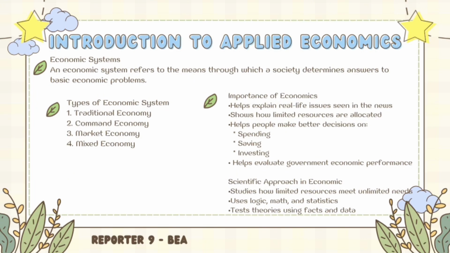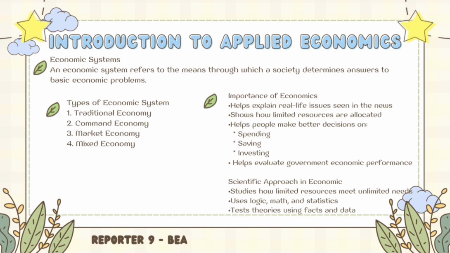First, traditional economy. A traditional economy is an economic system that is based on custom, beliefs, and tradition that have been followed for generations. In a traditional economy, economic activities are shaped by tradition and culture, not by the government or markets. Jobs and skills are passed down through families such as farming, fishing, or crafting. So basically, in a traditional economy, people stick to their traditions.